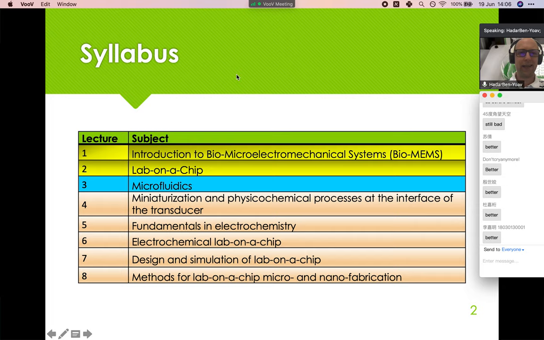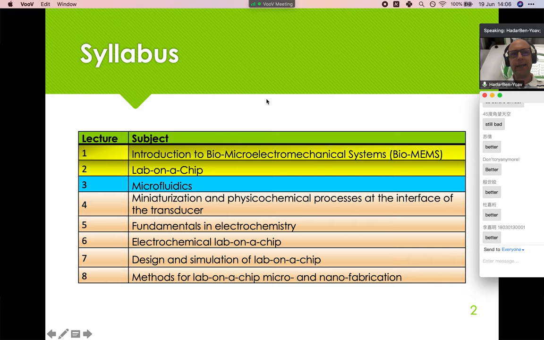Now, before we begin, I want to say a couple of words about the evaluation process. At the end of the course, I talked with Wewe and we decided that everyone will need to submit a two pages report focusing on a lab on a chip that you want to invent or develop. It is allowed to have only one figure of a drawing of how the lab on a chip is going to be, like a scheme.